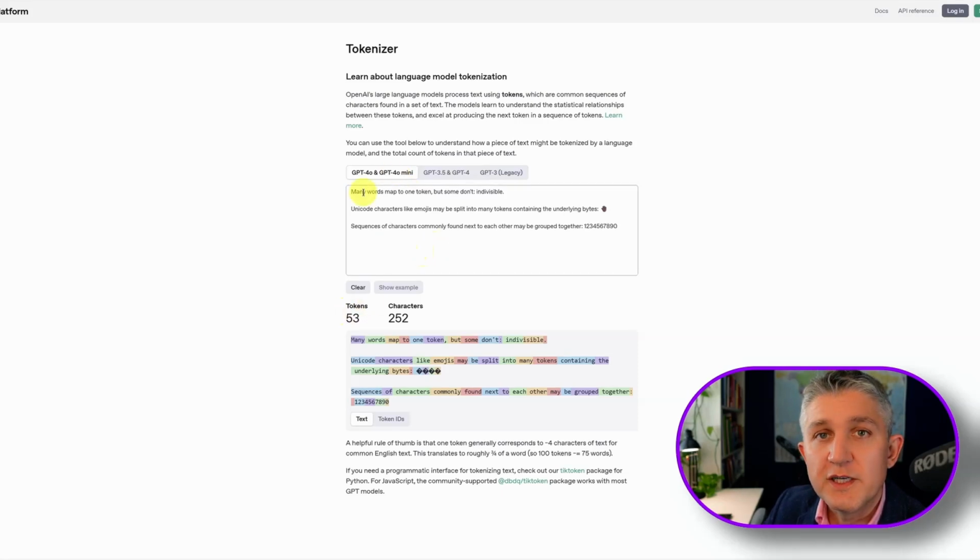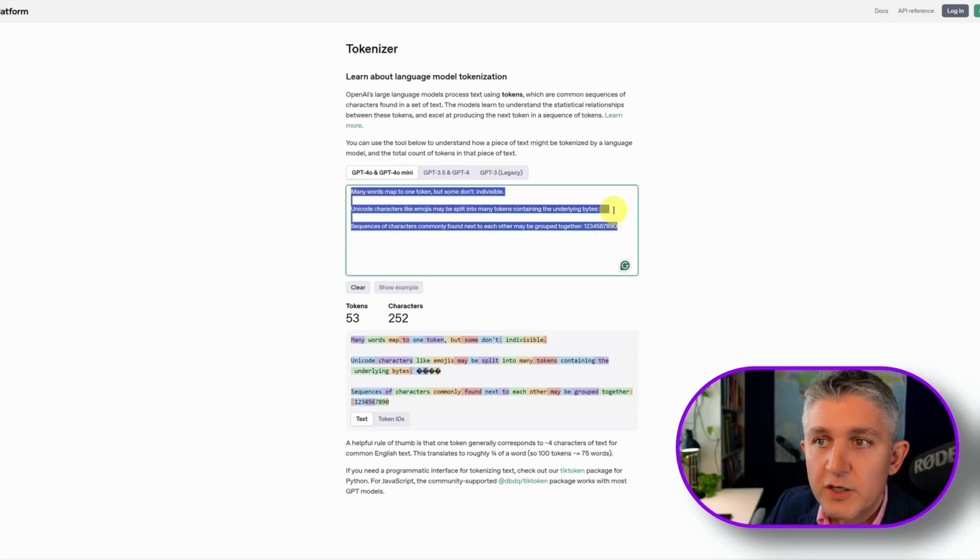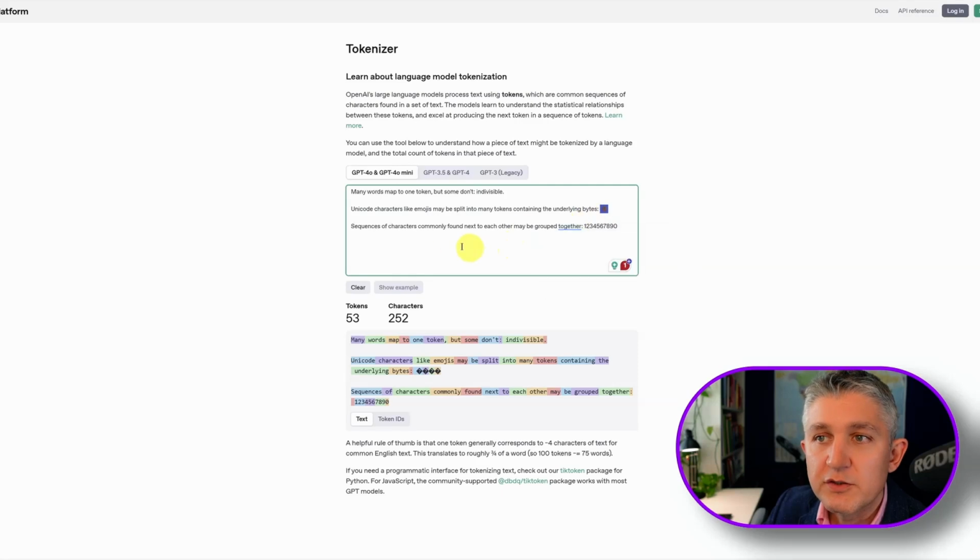On this particular example for GPT-4, you can see that this sentence over here, including these emojis, is represented by 53 tokens, and that's 252 characters. Let's have a look at examples. Emojis are represented by multiple tokens, while numbers are broken down into groups of numbers, not necessarily into individual digits. In a smaller, shorter sentence like that, pretty much every single character, every single word is a separate token.